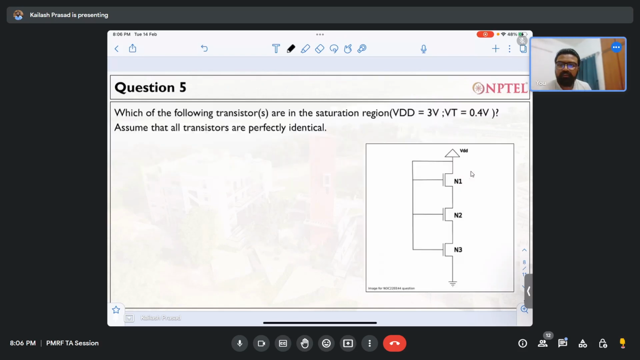Yeah, very simple question again. Which of the following transistors are in saturation? Assume that all the transistors are perfectly identical. Perfectly identical means width, length, Vt, everything is same. Which of the transistor is in saturation? Quickly, I want a quick answer from you.